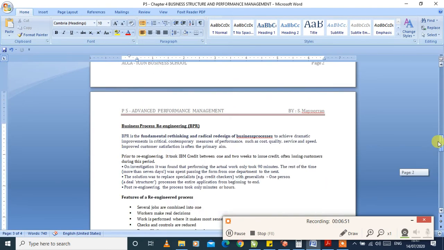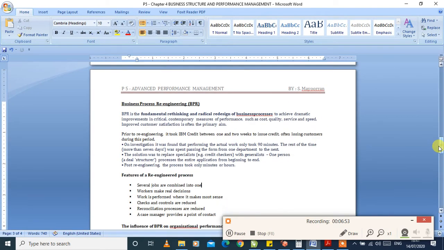So see, in summary, what you need to remember about BPR is it's a radical changeover of business processes. All of a sudden, you are making a big change in the way that processes have been done in the past. Why are you doing that? You want a sudden, radical improvement in your performance. And the focus has to be customer focus, customer satisfaction.